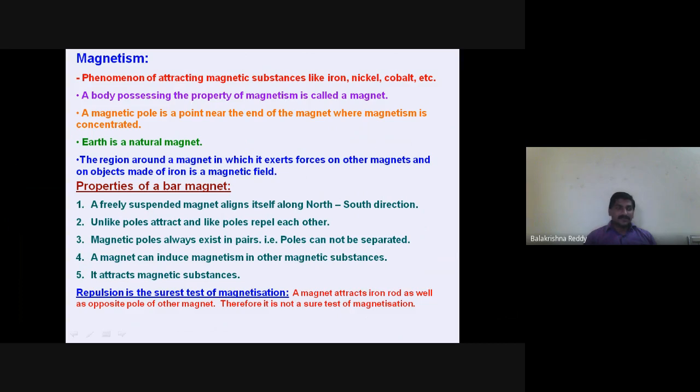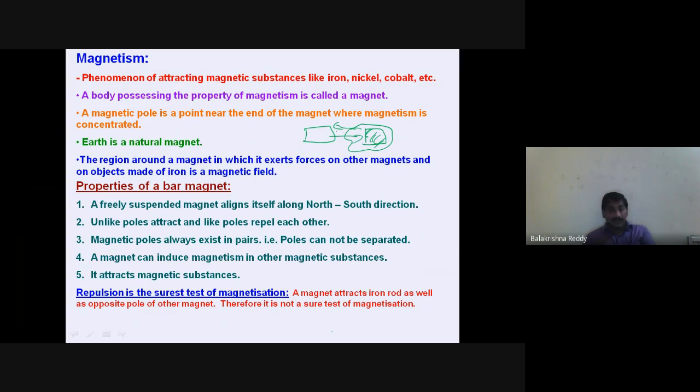Repulsion. Always, wherever magnetic properties may be available, you need to check, so we use a surety test that is called repulsion. A magnet attracts an iron rod as well as the opposite pole of other magnets, so attraction is not a sure test of magnetization. For example, at this particular area I wanted to check, so I took another magnet. If I experience some repulsion force, then I will understand that some magnetic properties or magnetic substances are existing here.